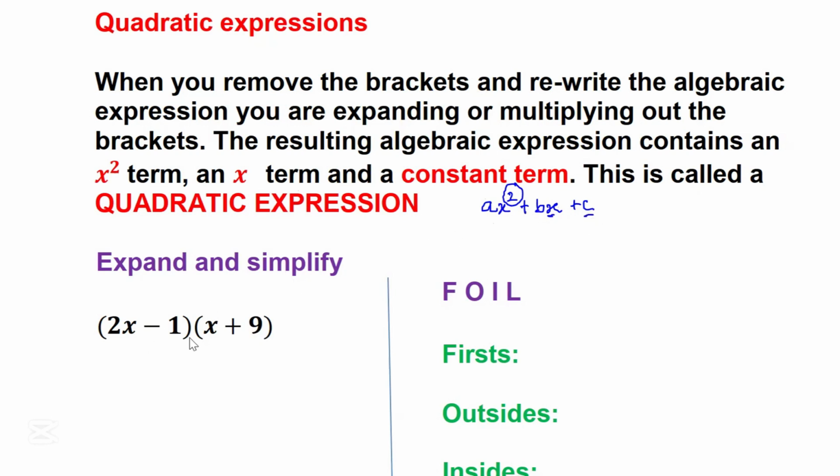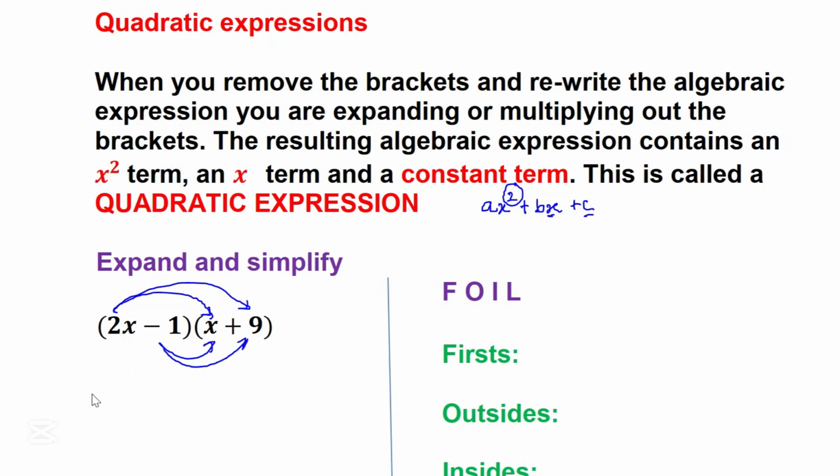Now, for example, there is an algebraic expression here, and we're told to expand and simplify this expression. After expanding, the result should be a quadratic expression. To expand this expression, I'm going to start by multiplying the first term inside the first bracket by every single term in the second bracket, and then do the same with the second term. We will multiply every single term in the first bracket by every term in the second bracket.